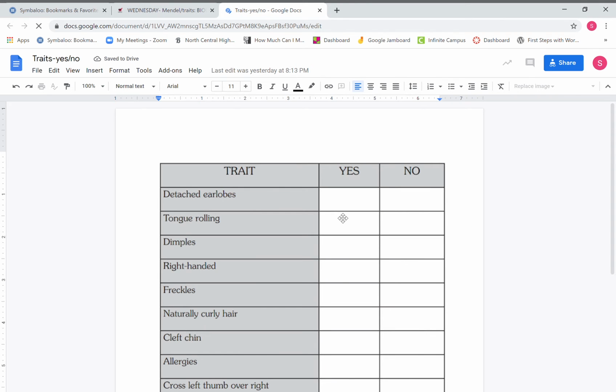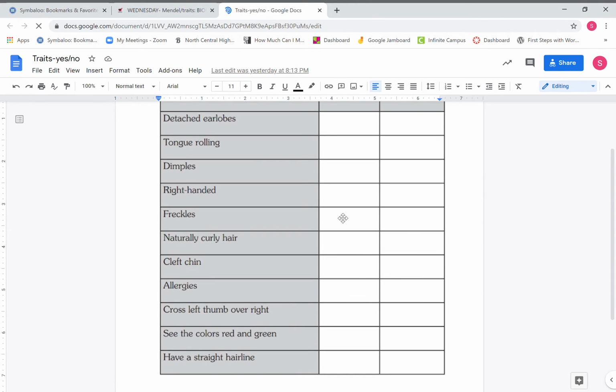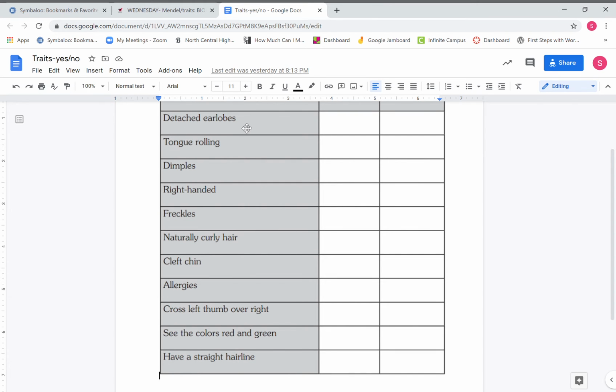The second thing we did was we looked at this list and determined whether or not we had these things. So for example, detached earlobes. Detached earlobes are where the earlobe dangles down below the ear and it's not attached to the skin at the face. I don't have detached earlobes, so I would not have this trait. So the opposite would be not to have them. And then the next trait would be tongue rolling.